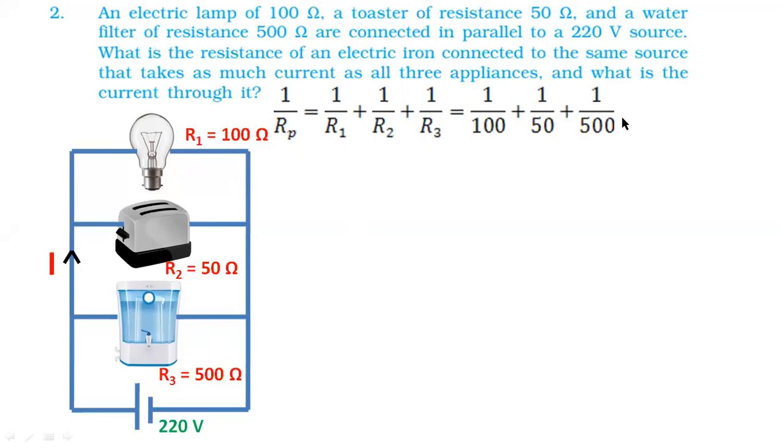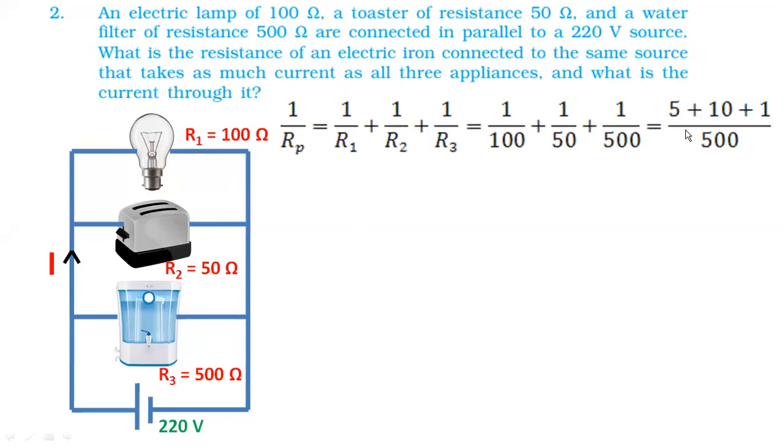Next step is to take the LCM. Okay, LCM has to be taken. I will take 500 as the LCM. So the upper calculation will become 5 into 1 is 5, 10 into 1 is 10, and plus just 1. So 5 plus 10, 15 plus 1, 16. 16 by 500. So the calculation is becoming 16 by 500.